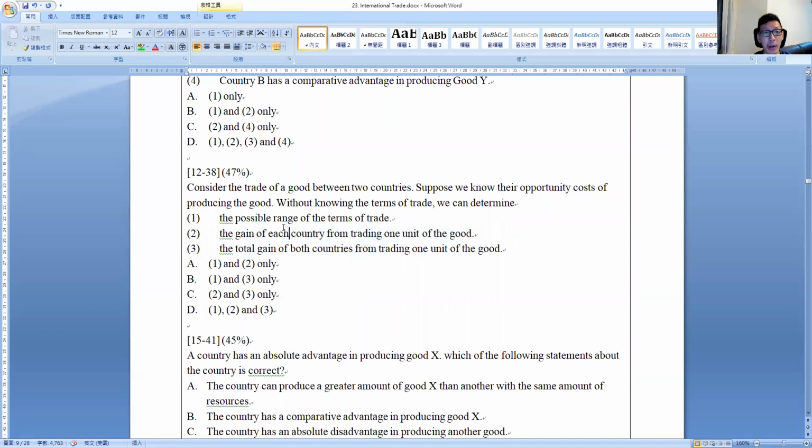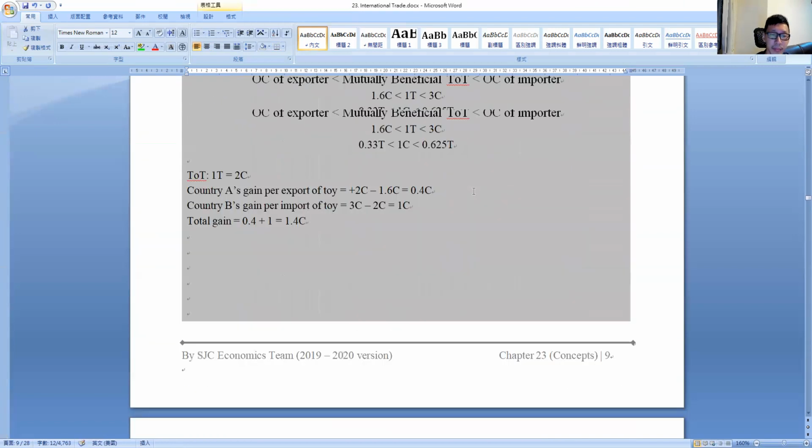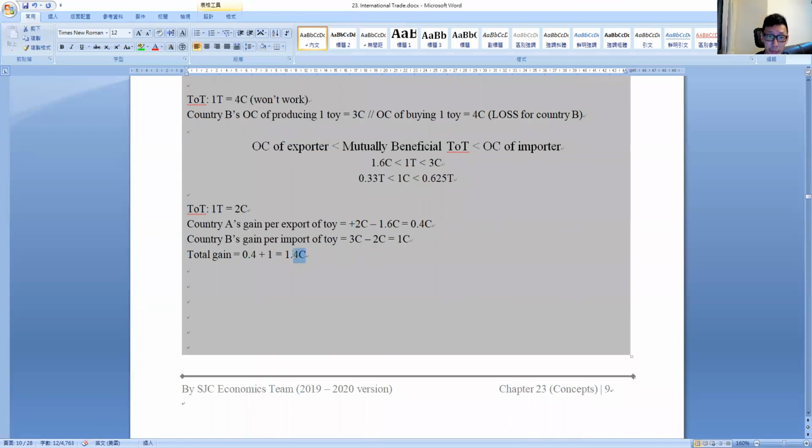Now, let's look at 1 and 3. Now, the possible range of terms of trade. Yes, we already can, right? I know the export and the import opportunity costs, so number 1 is correct. Now what about number 3? The total gain of both countries. Let's try it. Now here we know it's 1.4, right? If you're sensitive, you would know how we calculate 1.4. It's actually 3 minus 1.6.